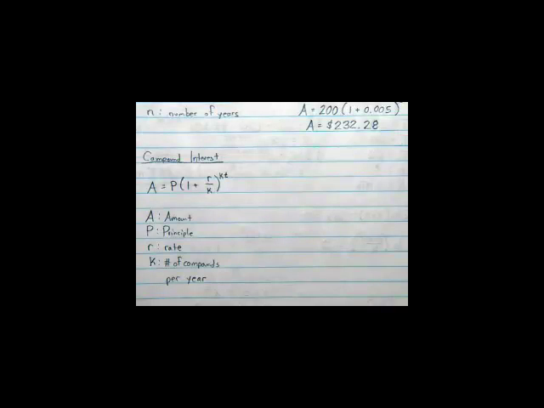So if I have a bank account that compounds my interest for me every month, what's my K? 12. What if it compounds it daily? 365. Yeah, 365.25 for leap years. What if it compounds quarterly? 4. If it compounds semi-annually? 2. Okay, so it's however many times in the course of a year it's going to recalculate it for you.